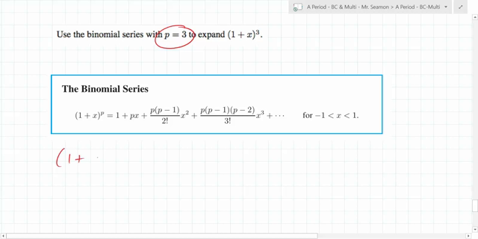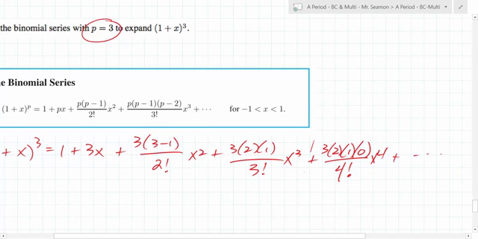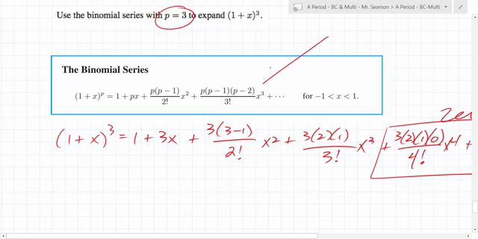So we now know that 1 plus x to the third is going to be equal to 1 plus 3x plus 3 times 3 minus 1 over 2 factorial x squared plus 3 times 2 times 1 over 3 factorial times x cubed plus 3 times 2 times 1 times 0 over 4 factorial times x to the fourth. Does this theoretically keep on going? Yes. But why do I not care about the rest? These are all 0, and this is just applying the general definition of a Taylor series to 1 plus x to the p power.